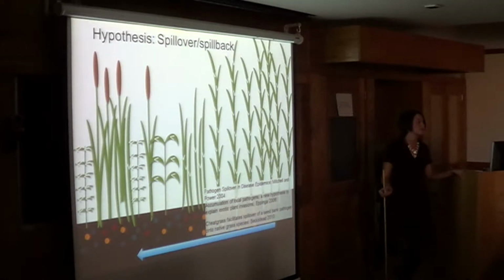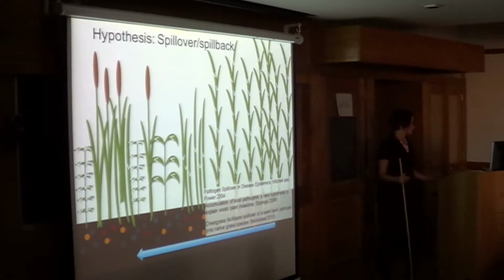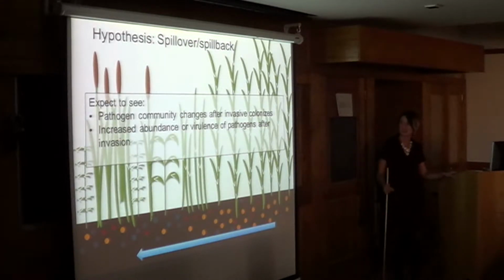Several are known to bring with them viruses that will then spread into a native plant population and increase the disease that they're experiencing. Another example that doesn't involve a plant bringing in anything with it, but just changing the existing pathogen community, is with cheatgrass, also in the western United States. So cheatgrass is a prolific seed producer. After its arrival, there's a lot more seeds in the soil. The abundance of those seed pathogens really increases, and the native plants have a hard time outcompeting cheatgrass. So if that were happening, you'd expect to see a pathogen community changing after an invasive plant colonizes, and you'd expect maybe increased abundance or virulence of pathogens after invasion.